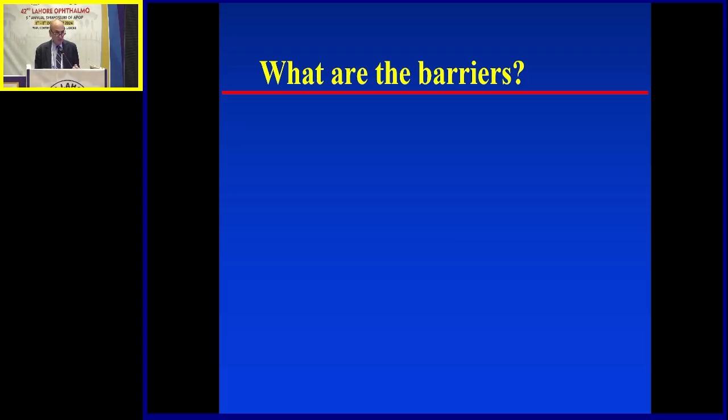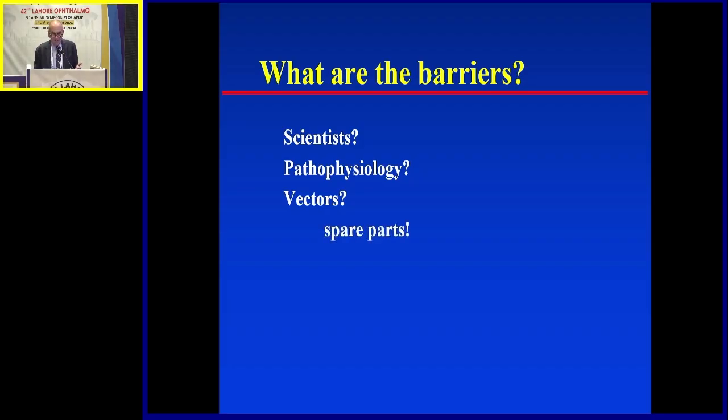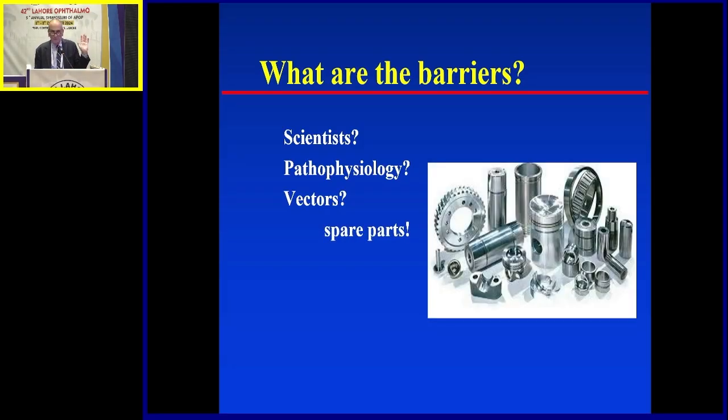What are the barriers to bringing this to places like Pakistan? Is it scientists? No, we got plenty of scientists. We can figure this all out. Is it knowing the pathophysiology of disease? No, we now know the genetics to understand how this disease happens. Is it not having viral vectors? No, it's like spare parts now. We've got all the spare parts we want. We got the vectors, we got the gene. That's not the obstacle. 75% of the genes, by the way, fit into the virus.